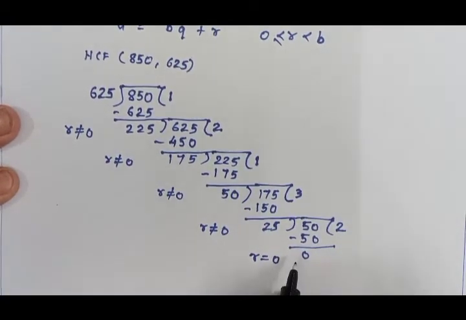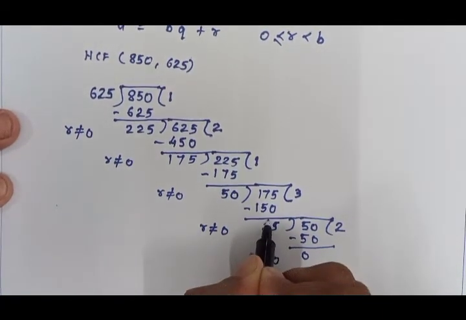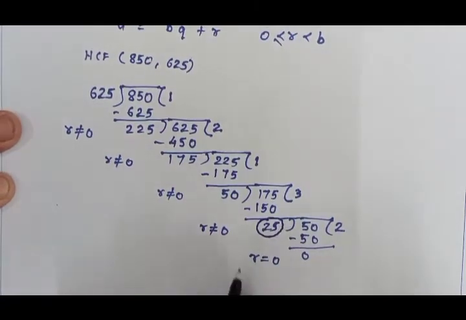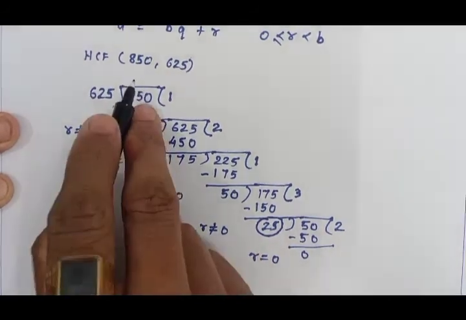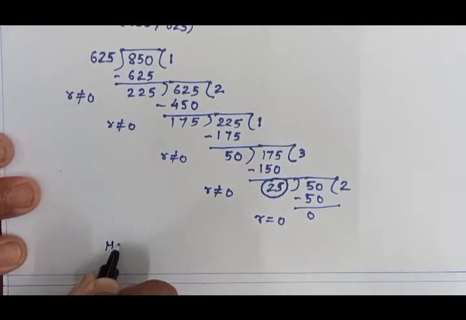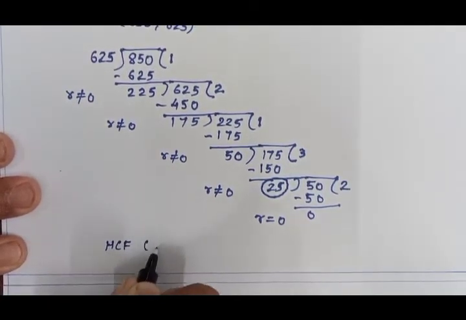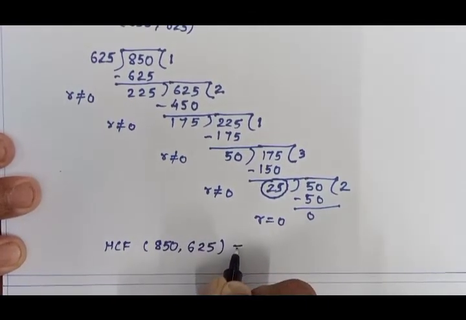So what we will do is, for the step where the remainder is 0, in that step whatever is the divisor, that will become the HCF. So this 25 will be the HCF of 850 and 625. So what we can write here: HCF of 850 and 625 is equal to 25.